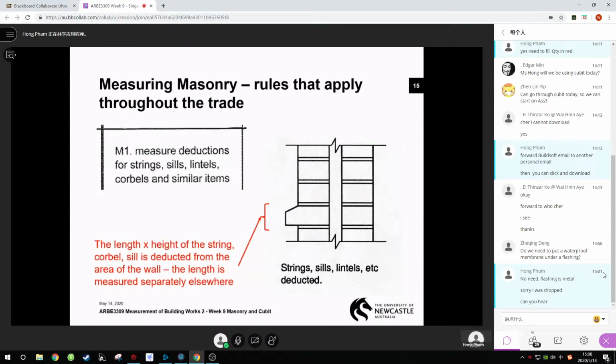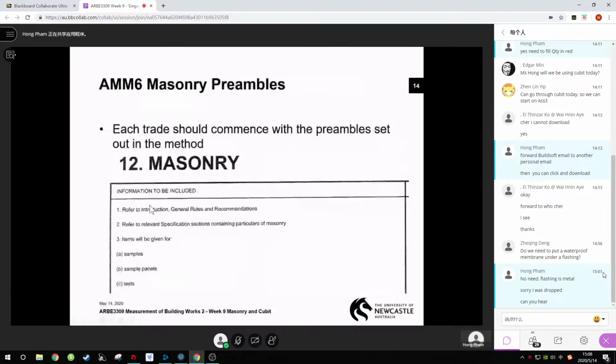Okay, guys, the first one is the preambles. Remember, every trade when we start in Cubit, especially for assignment 3, where we have many trades, every trade that you start, you need to type in the preambles. And just remember that the BOQ given by Trevor doesn't have any preambles. You have to copy them in yourself.